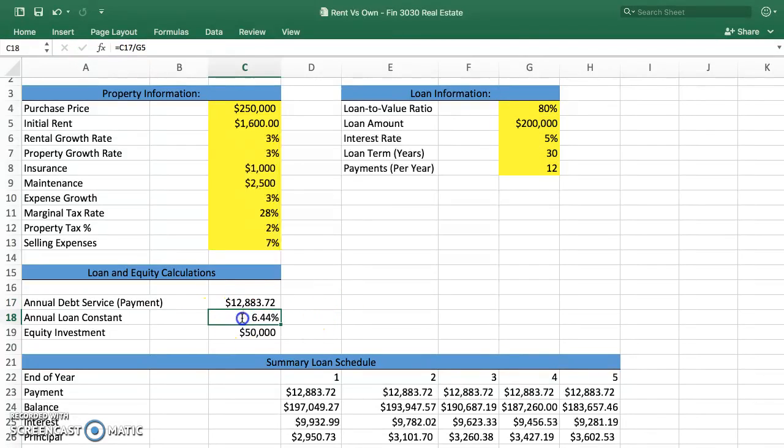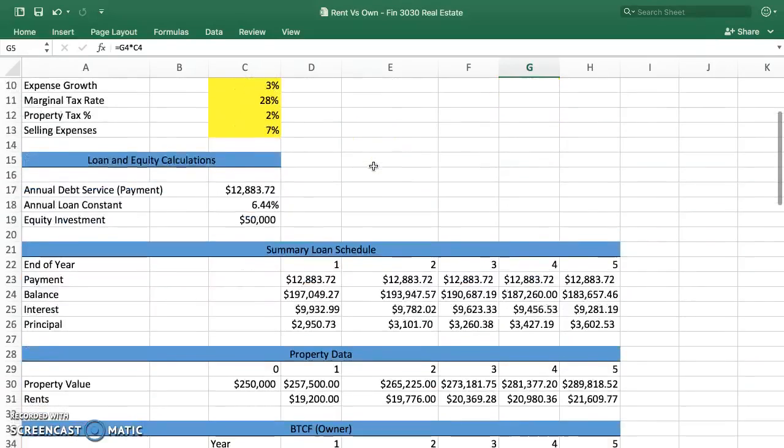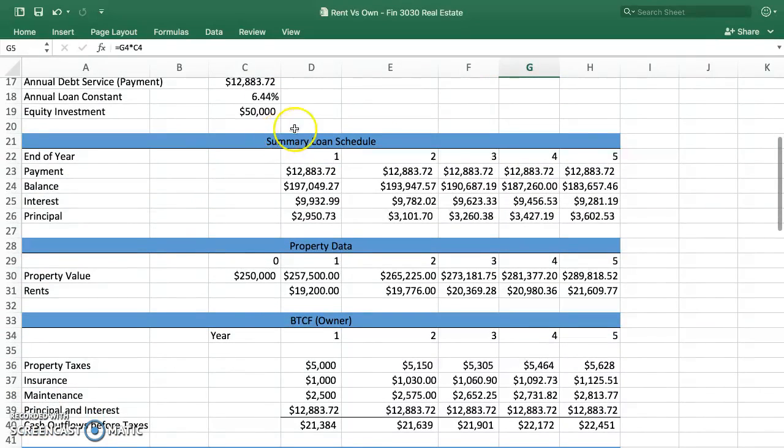All right, here, the annual loan constant. It's just going to be our annual debt service divided by our loan amount. That's 6.44%. So that's how much we're trying to pay off annually. The equity investment is just going to be the difference between these two prices here, $250,000 and $200,000 for the loan amount. All right, so let's get down to the summary loan schedule.